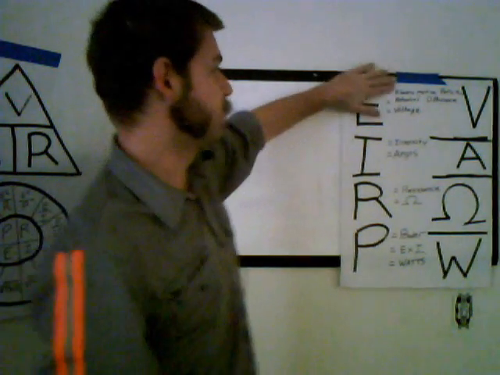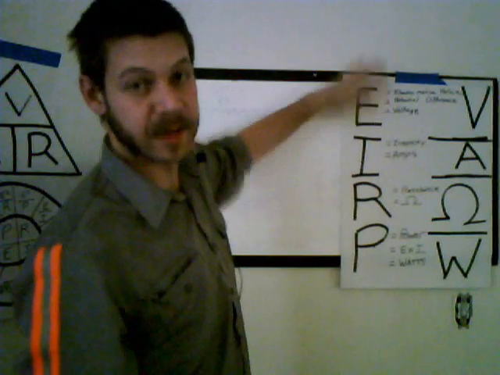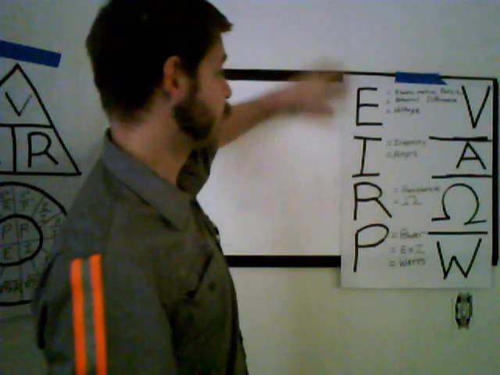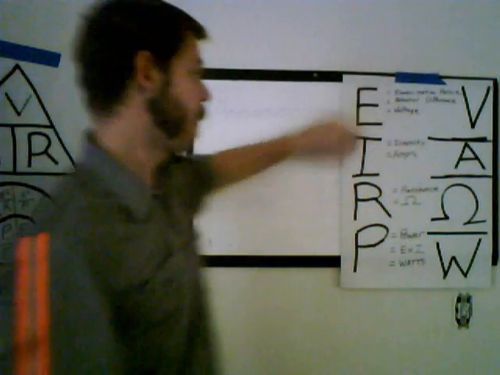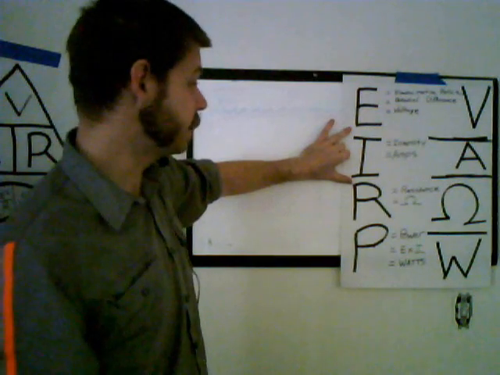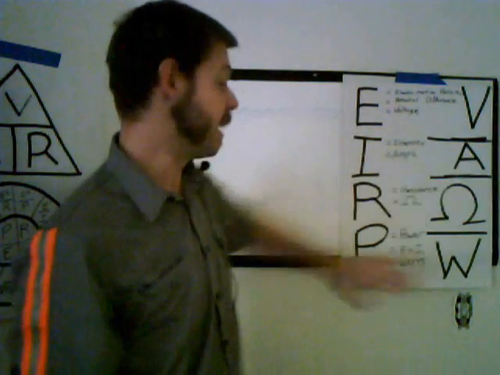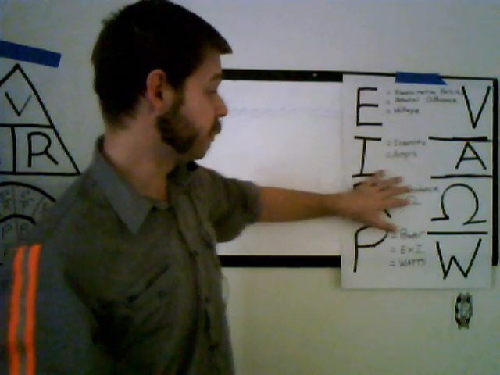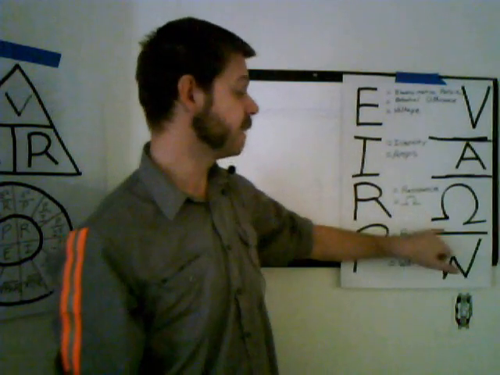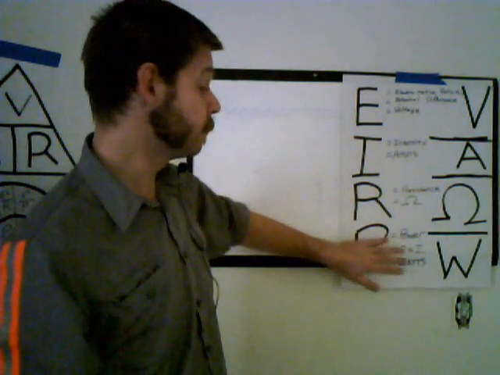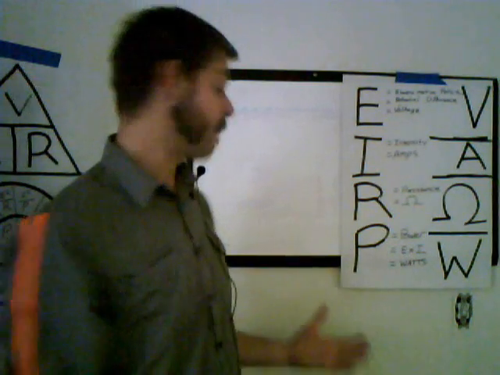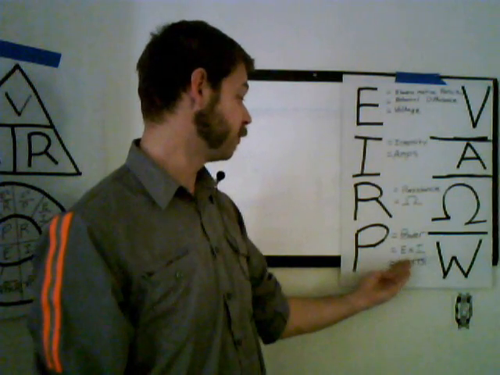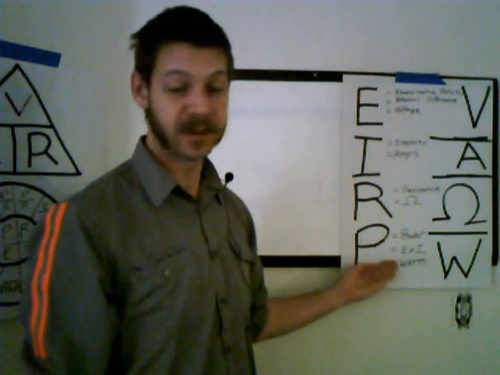E is electromotive force. It is a measure of the potential difference. It is measured in volts. It is the voltage. I is intensity. It's measured in amps. Symbol is A. Resistance is R. Symbol is omega. It's measured in ohms. Power. The definition of power is the electromotive force times the intensity. It is the voltage times the amperage, and is measured in watts.